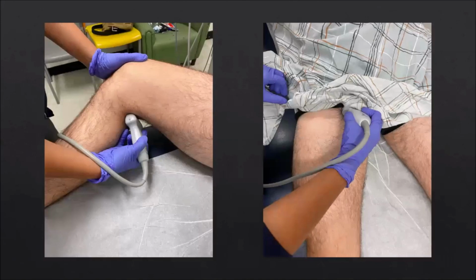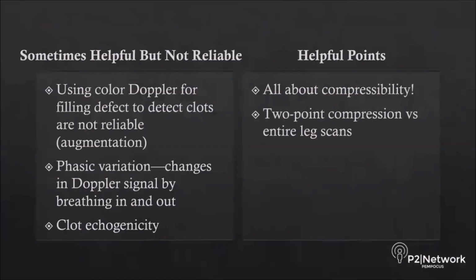So here you may have the leg a little bit flexed, and you go to the popliteal fossa region, and you identify your landmarks, and then you scan 1 centimeter above and 1 centimeter below. And the same thing may occur for the femoral area that you see here on the right side. So sometimes it may be helpful, but not reliable.